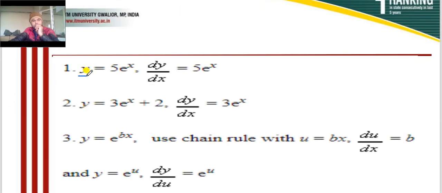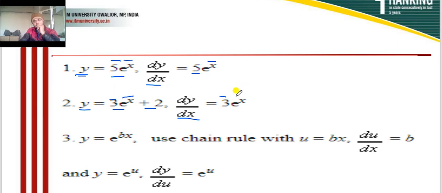So suppose you have given y is equal to 5 e to the power x. So this y will be differentiated and written as dy by dx. And we write this 5 here, and differentiation of e to the power x is e to the power x. Then question number second, you have given y is equal to 3 e to the power x plus 2. So we write dy by dx, we write this 3, and differentiation of e to the power x is e to the power x, and differentiation of 2 is 0. So this is your final answer of the question.